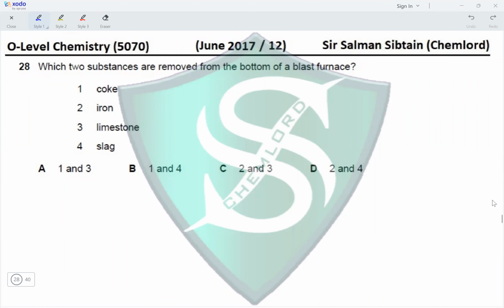Question 28. Which two substances are removed from the bottom of a blast furnace? Coke is used up when the blast furnace reaction is occurring. Iron is the final product that we need, so iron is removed. Limestone is used up during the reaction. It reacts with the acidic impurity SiO2. And slag is there, which floats over iron. So we've got two substances that can be removed from the bottom of the blast furnace, and they are mentioned in points 2 and 4, making option D the correct option for this question.